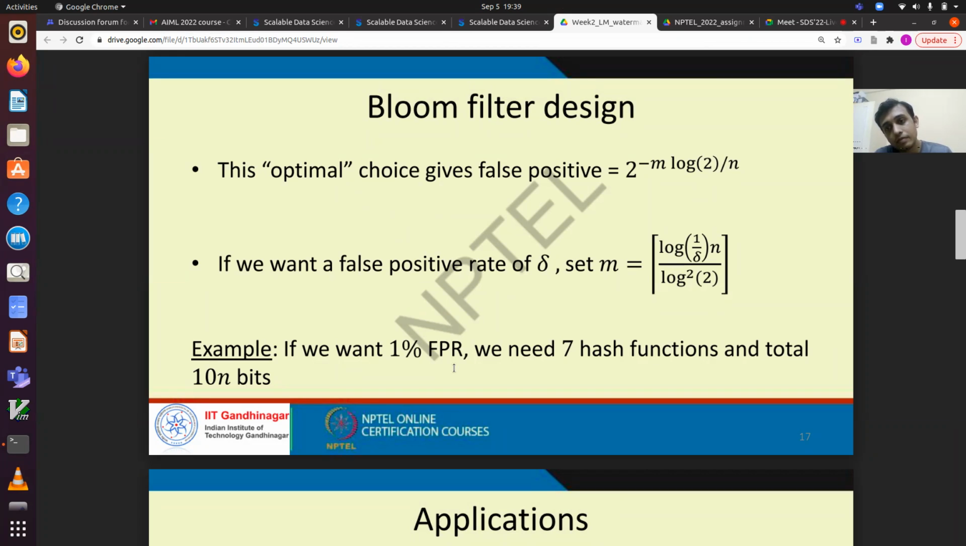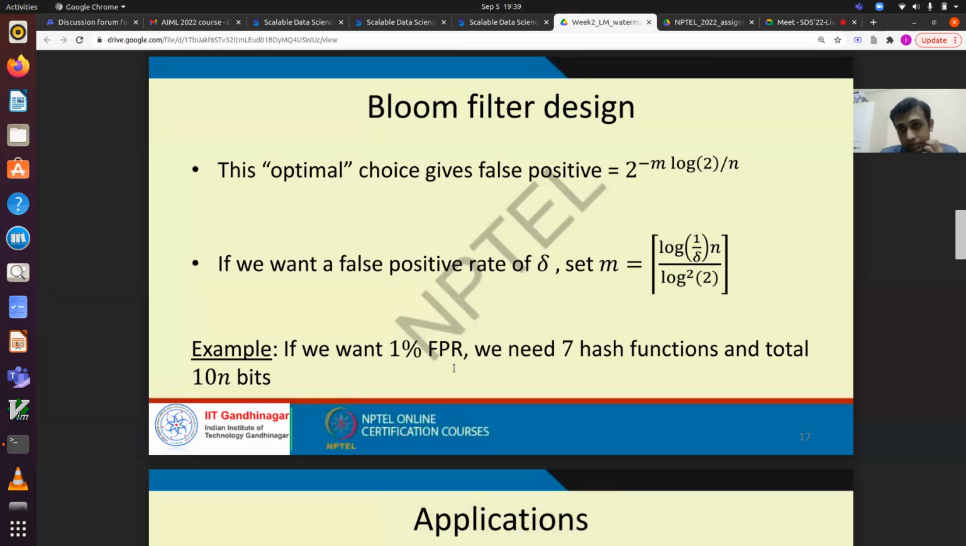But sir, how will you calculate this log 1 by 2 into n? No, what do you mean by that? I don't understand. Log of 1 by 10 into n, okay? Means n by 10, log of n by 10 upon log square 2. It is not log of 1 by 2. It is log of 1 by delta, which is equal to log of 10. So delta is 10%. So delta is 0.1. So 1 by delta is 10. So you calculate log of 10.